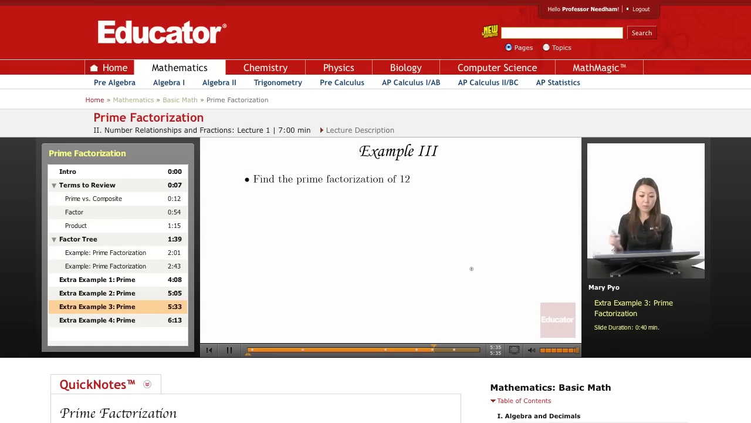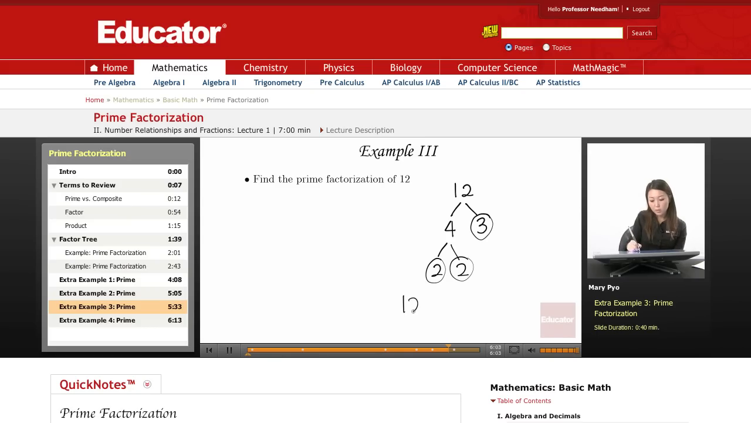Let's do a couple more examples. The number 12 becomes 4 and 3, and you can also do 6 and 2. You're still going to get the same answer. So 3 is a prime number. I'm going to circle that one. And then 4 becomes 2 and 2. I circle those. I have nothing else left. So the prime factorization of 12 is 2 squared times 3.